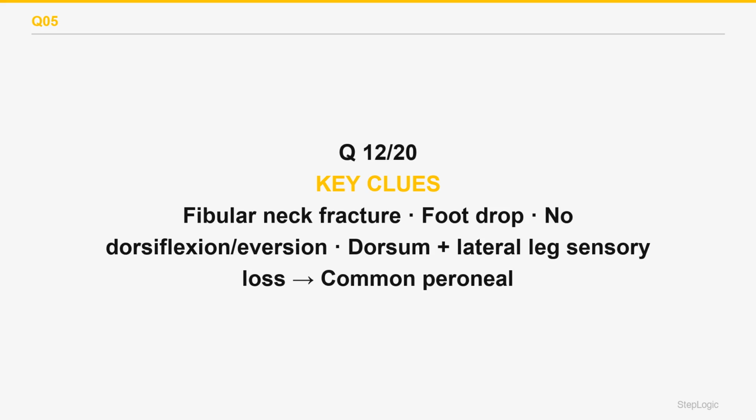It divides into deep and superficial branches. The deep peroneal nerve controls dorsiflexion (tibialis anterior) and supplies the web space between the first two toes. The superficial peroneal nerve controls eversion and supplies the dorsum of the foot. Injury to the common peroneal nerve therefore knocks out both dorsiflexion and eversion, producing foot drop, with sensory loss over the dorsum of the foot and lateral leg.